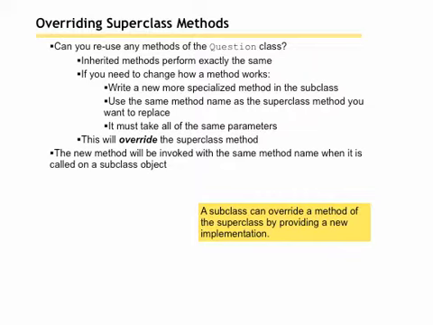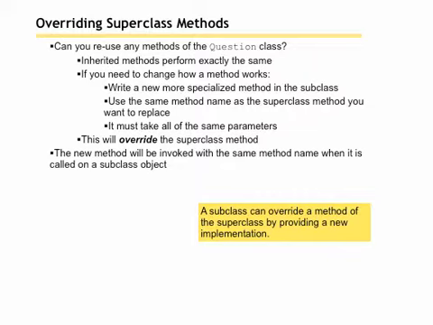We don't need to provide any special keyword. There is a Javadoc comment you can add for overriding, but you do not need to add any actual code to indicate that it's overridden. All you do is just redefine the method in the subclass. The new method will be invoked with the same method name when it is called on a subclass object. So when you have an object of a subclass that calls that method, it will look in the subclass first, and when it finds the method header that matches, it will execute the method in the subclass, not the superclass.